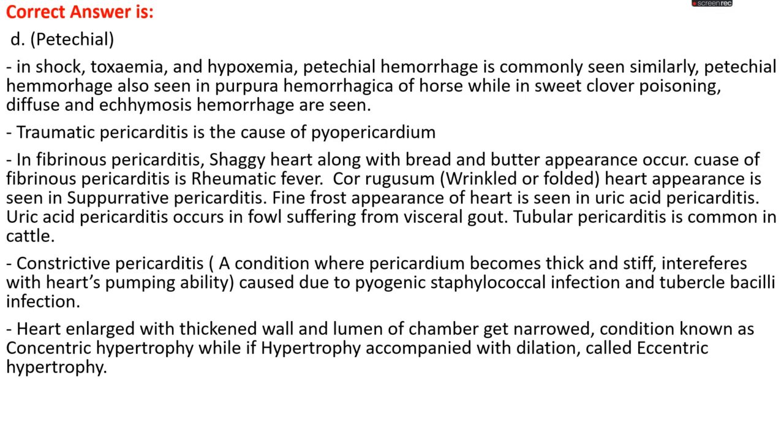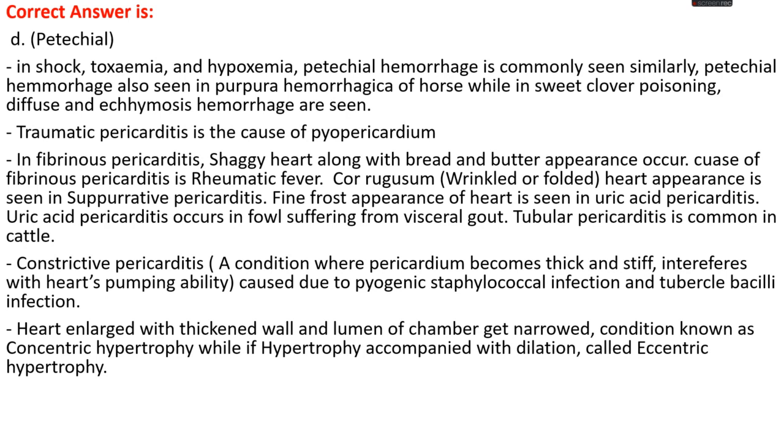Similarly, petechial hemorrhage is also seen in case of purpura hemorrhagica of horse, while in sweet clover poisoning, diffuse and ecchymotic hemorrhage are seen. Okay, traumatic pericarditis is the cause of pyopericardium. In fibrinous pericarditis, the shaggy heart along with bread and butter appearance occurs, and the cause of this fibrinous pericarditis is rheumatic fever.